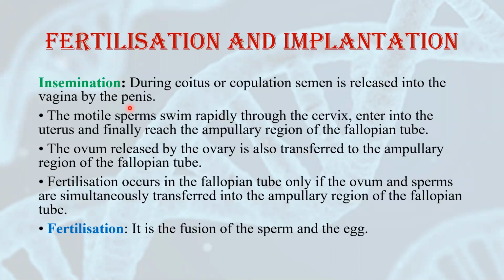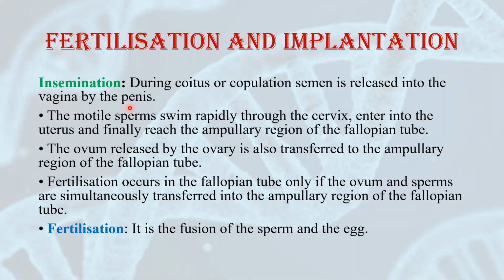Now in this semen there are sperms. The sperms are motile, so they swim rapidly through the cervix. They were released in the vagina. From the vagina they enter the cervix. From the cervix they enter into the uterus, and from the uterus they go to the ampullary region of the fallopian tube. You have to remember this, that fertilization occurs in the fallopian tube only. Now in the fallopian tube sperms have reached.